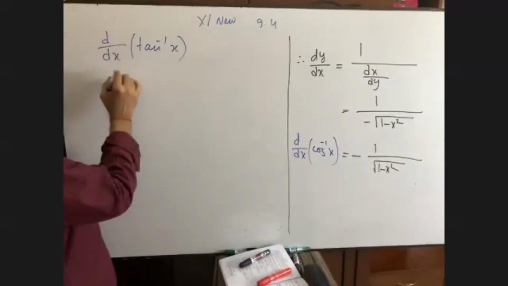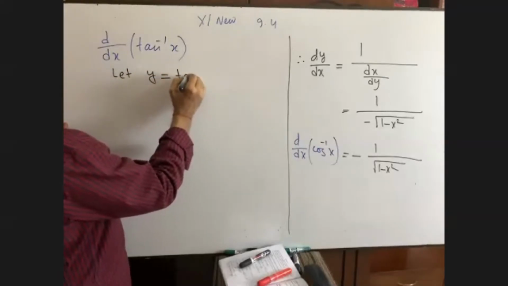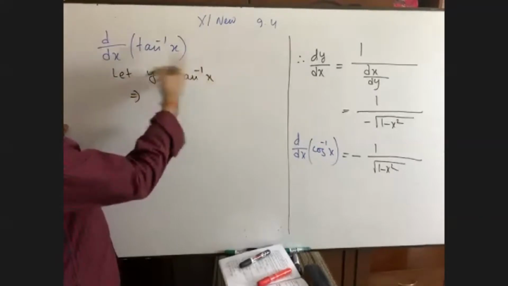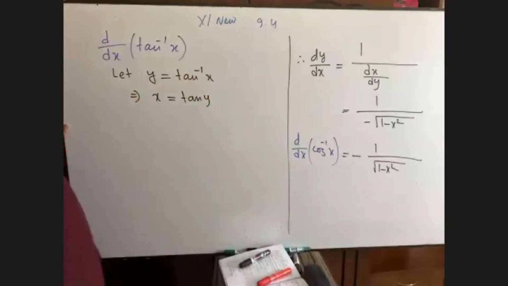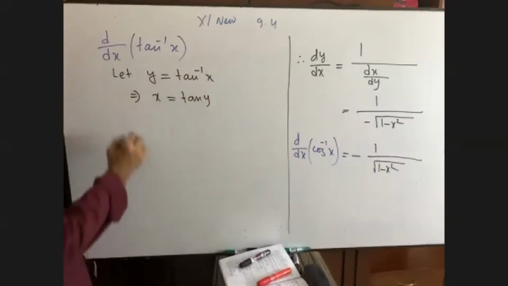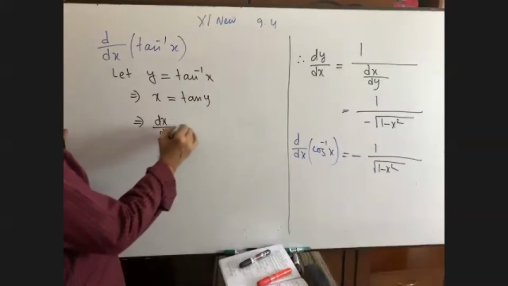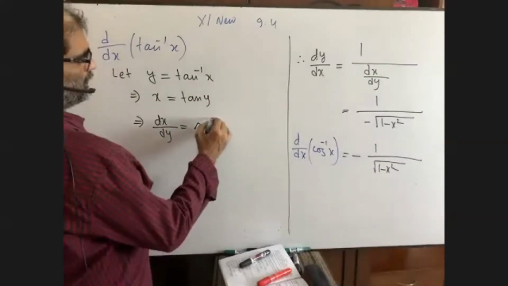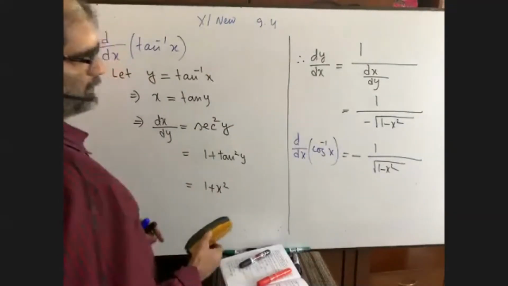Let, like the previous one, y is equal to tan inverse x. Implies that you just exchange, x equals tan y, which implies that dx by dy. What is the formula? It's sec square y. You are absolutely right. Sec square y. Now is it okay? Yes, sir.